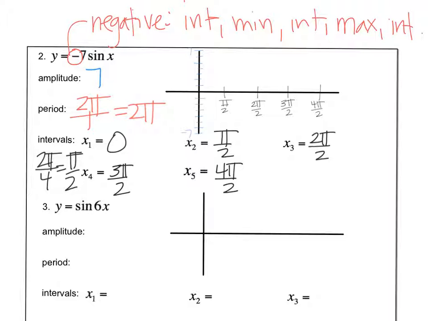Okay, so the interval is when you divide by 4, right? That's how you figure out how much you're going to increase by for each of the intervals. So I'm going to start at the intercept, and then I'm going to go to that minimum point, and then intercept, and then max, and then intercept. So this is just going to be inverted compared to the last one. Because it's negative, it inverts. It goes the other way.